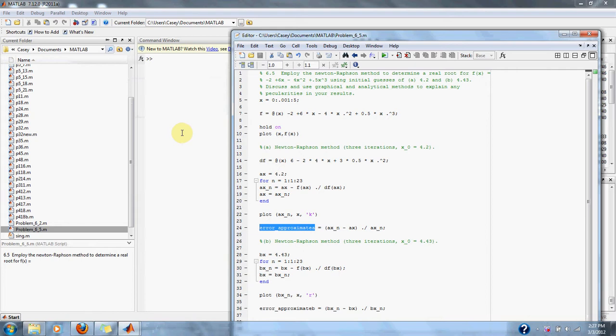Numerical Methods for Engineers Problem 6.5. Employ the Newton-Raphson method to determine a real root for f(x) = -2 + 6x - 4x² + 0.5x³, using an initial guess of (a) 4.2 and (b) 4.43. Discuss and use graphical and analytical methods to explain any peculiarities in your results.